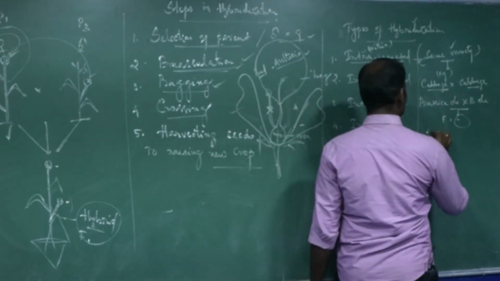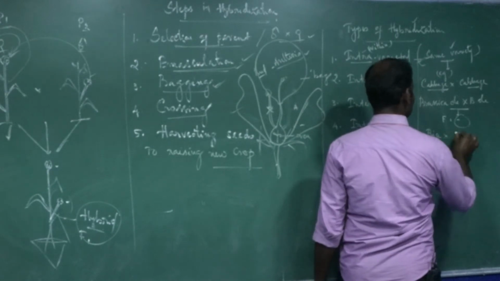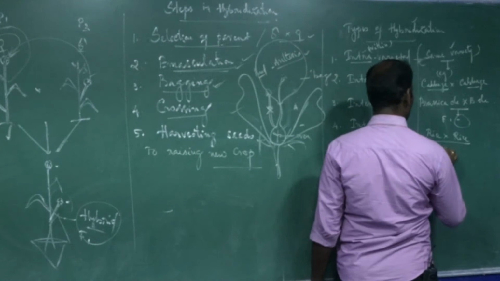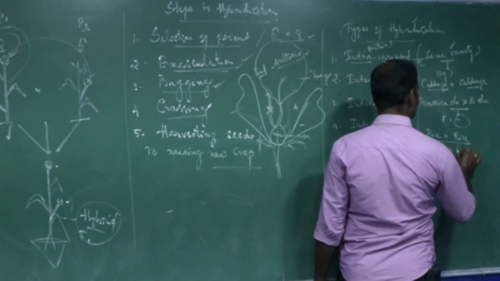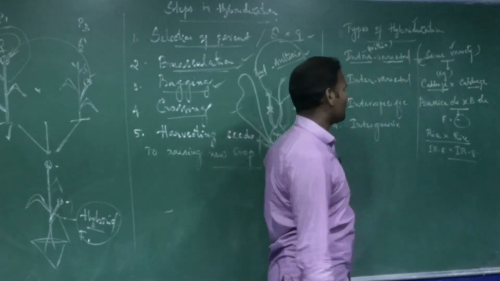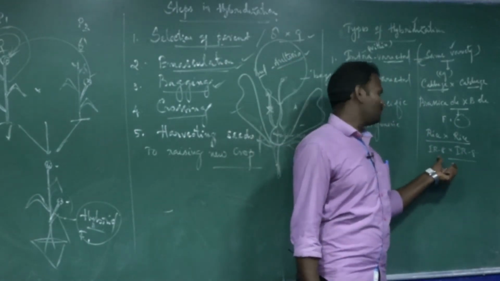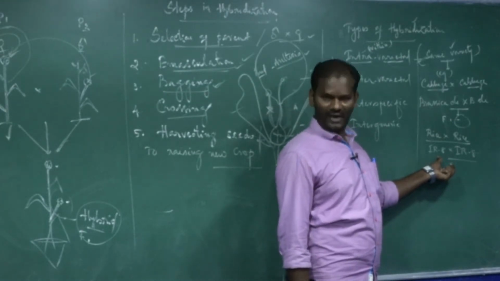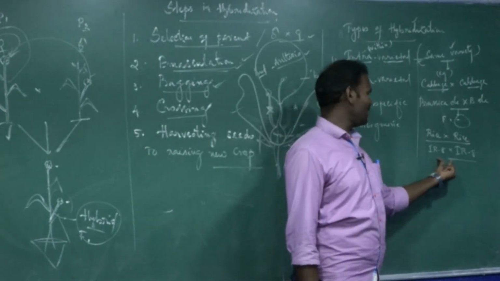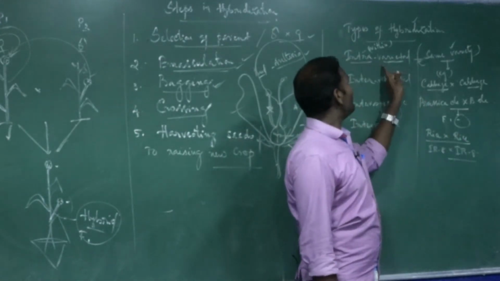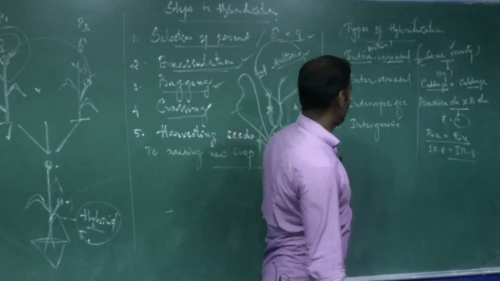Similarly, rice crossed with the rice plant. For example in rice, IR8 crossed with IR8. IR8 is one of the miracle rice varieties developed by the International Rice Research Institute in the Philippines. These are intra-varietal hybridizations.